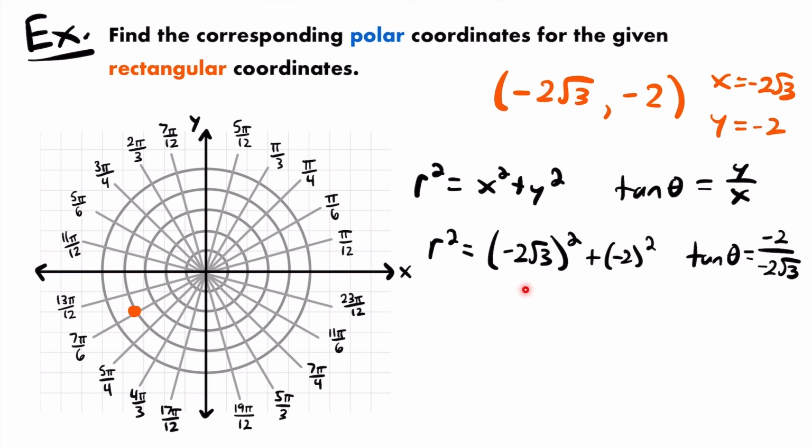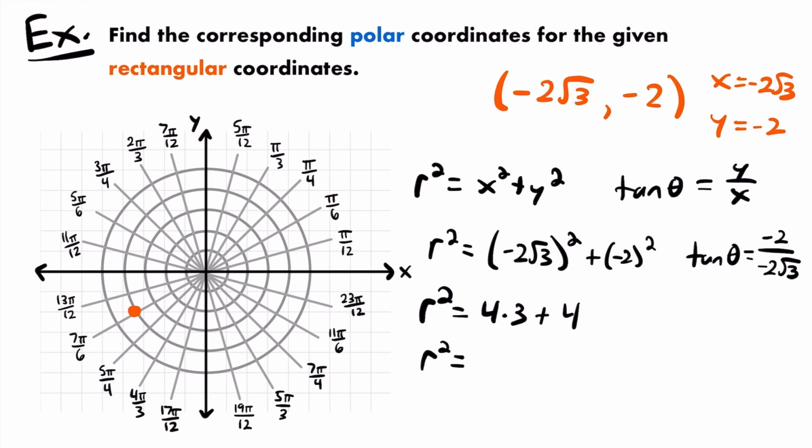All right, now if we work on this equation first, let's square each of these values. If we square -2 times the square root of 3, we'll be squaring -2 and we'll be squaring the square root of 3. -2 squared is +4, and the square root of 3 squared is 3. So r squared is equal to 4 times 3 plus -2 squared, and -2 squared is 4, so we'll add 4. And 4 times 3 is 12, so we have 12 plus 4, which is 16.